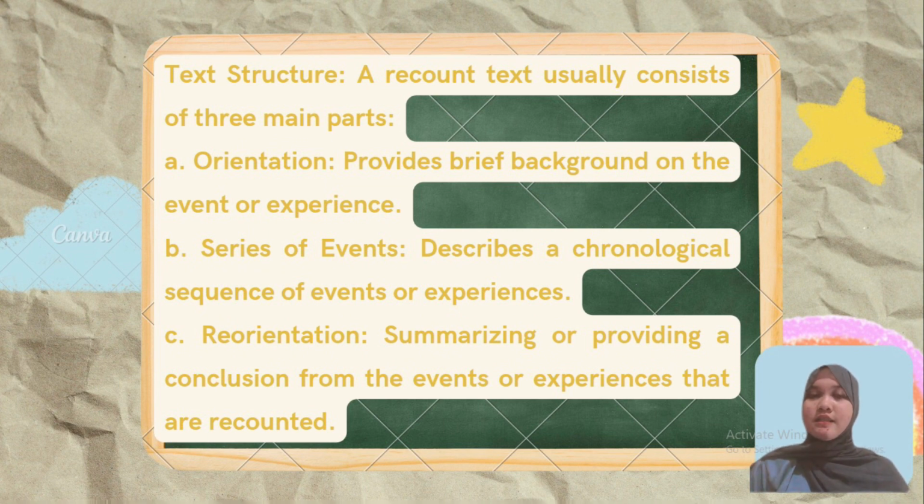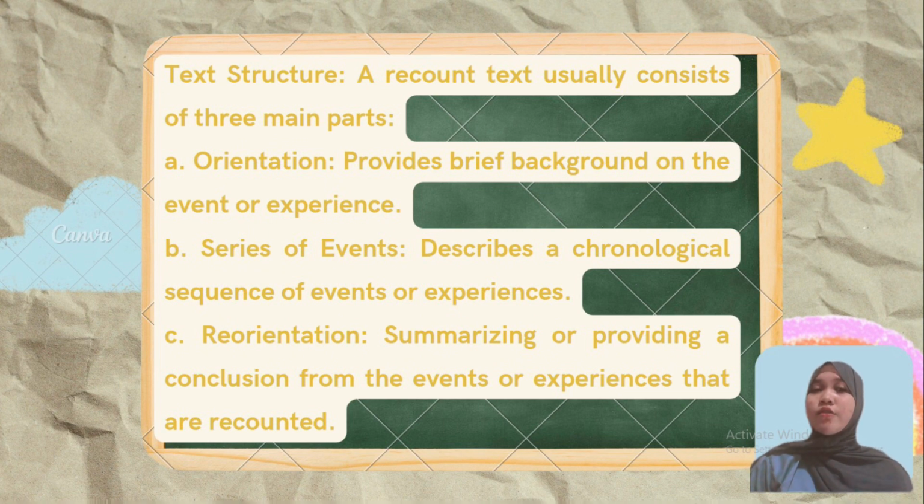The first one is language use. The recount text uses simple, clear, and descriptive language. The right choice of words and clever sentence variation help to tell the story effectively. The second is use of detail. Recount text provides sufficient detail to clearly describe the event or experience. This includes a description of the place, time, people involved, actions, and emotions conveyed by the author.